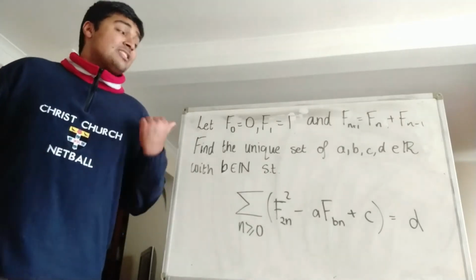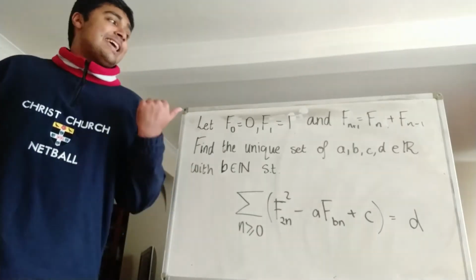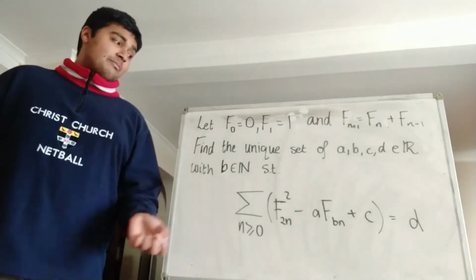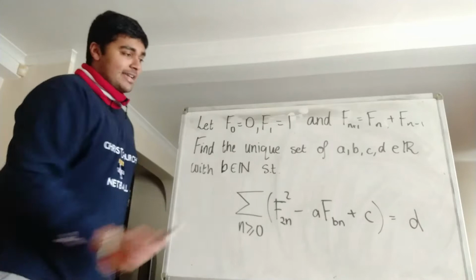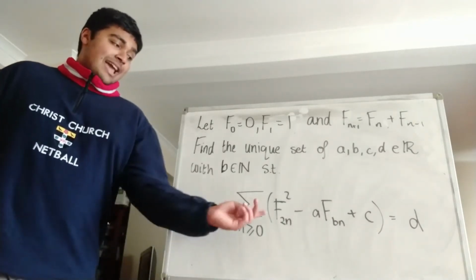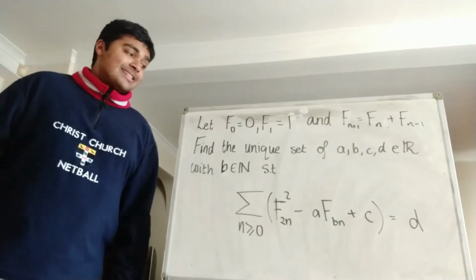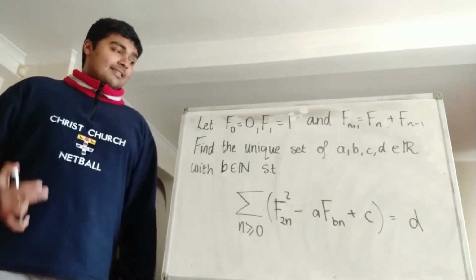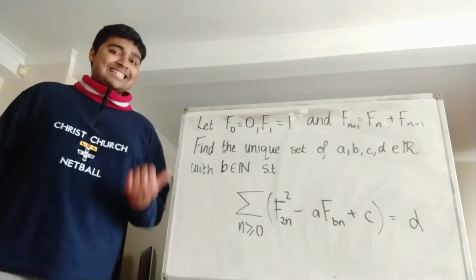We want to find the unique set of real numbers a, b, c and d, with b being a positive integer, so a natural number, such that this holds true. That is, the sum from n equals 0 to infinity of (f_{2n})^2 minus a times f_{bn} plus c, that infinite series, equals d.